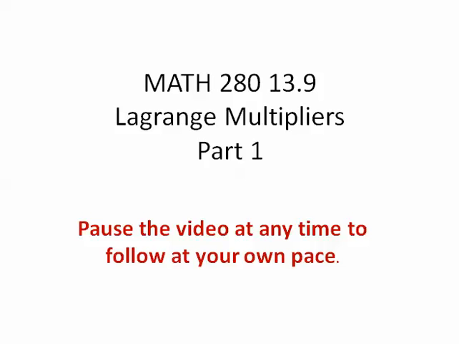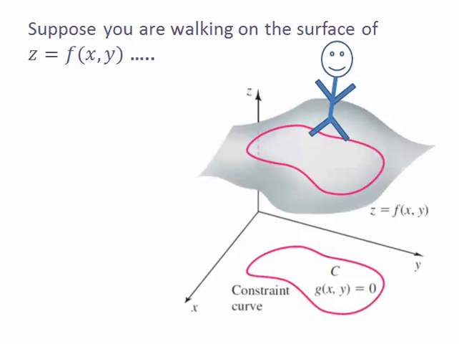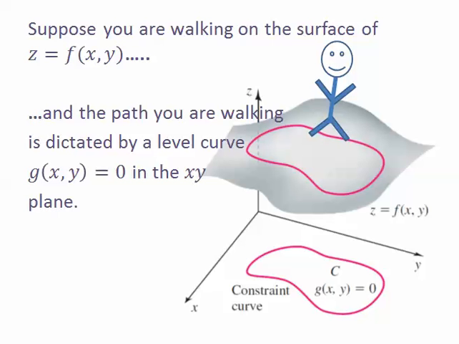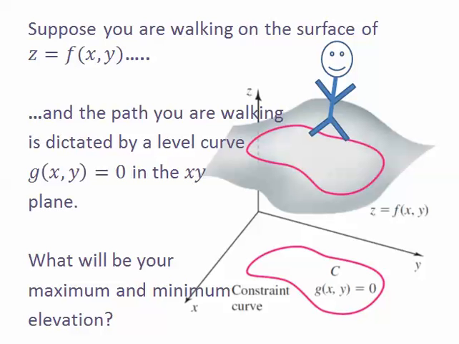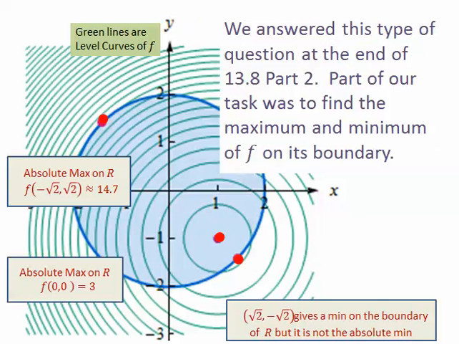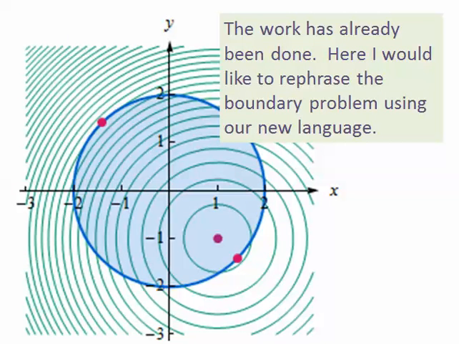13.9 Part 1. Suppose you are walking on this surface while staying above this level curve. What will be your max and min elevation? We answered this type of question at the end of 3.8 Part 2. Part of our task was to find the max and min of f on its boundary. The work has already been done.